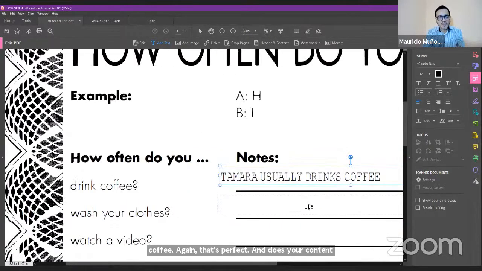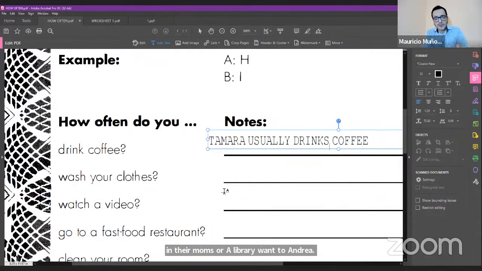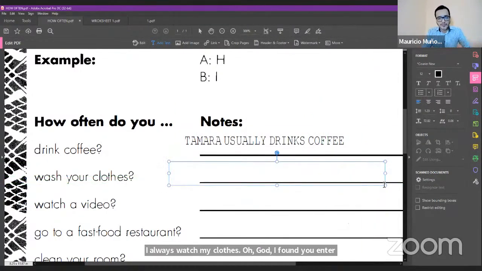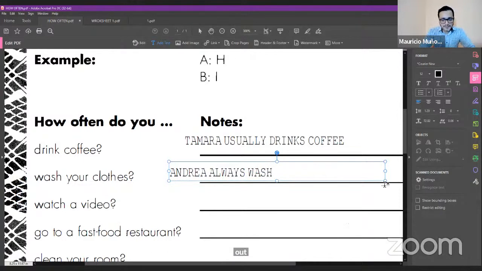Entonces yo continúo. Imaginemos, ahora le pregunto a Andrea, how often do you wash your clothes? Y Andrea responde, I always wash my clothes. Oh, ya respondió, entonces yo apunto. Andrea always wash your clothes. ¿Qué está mal aquí?